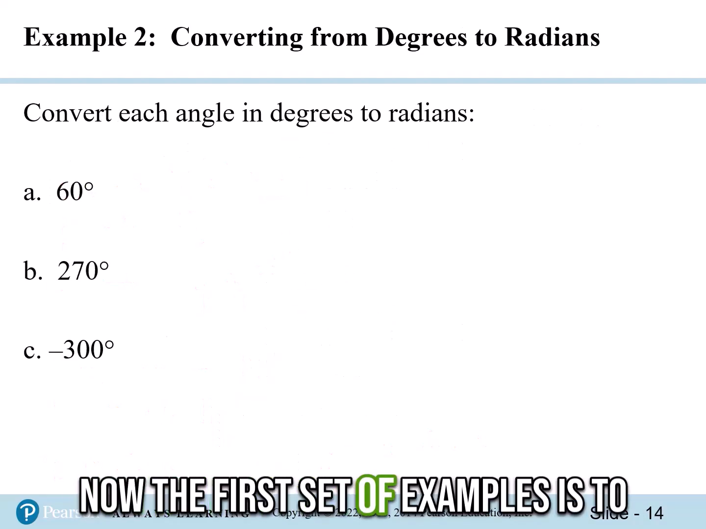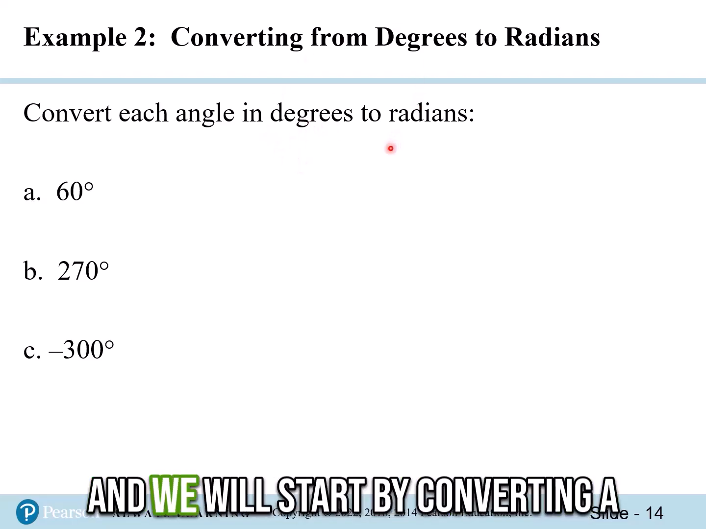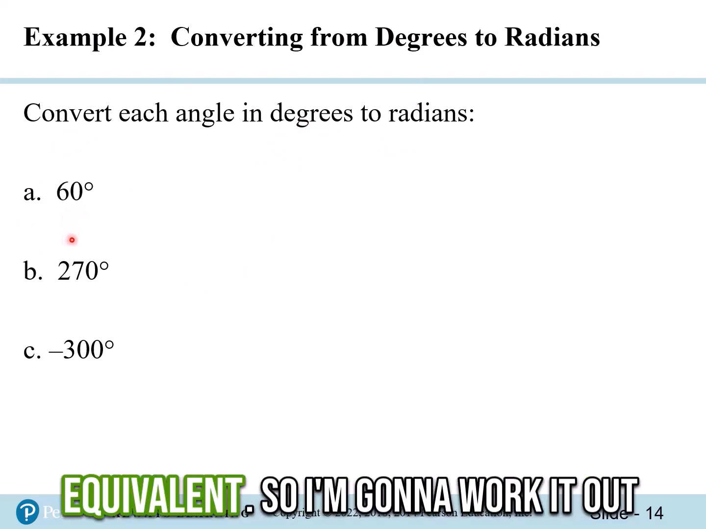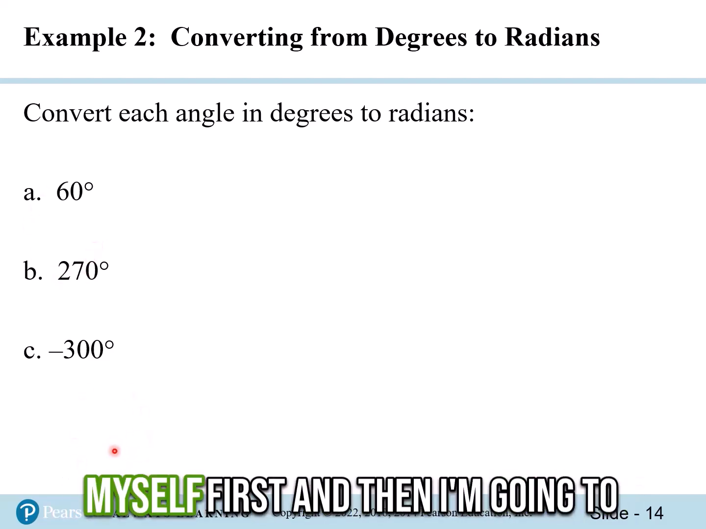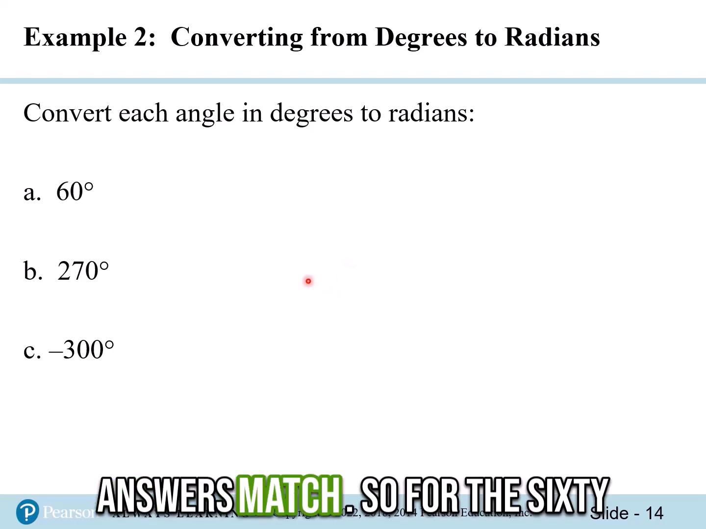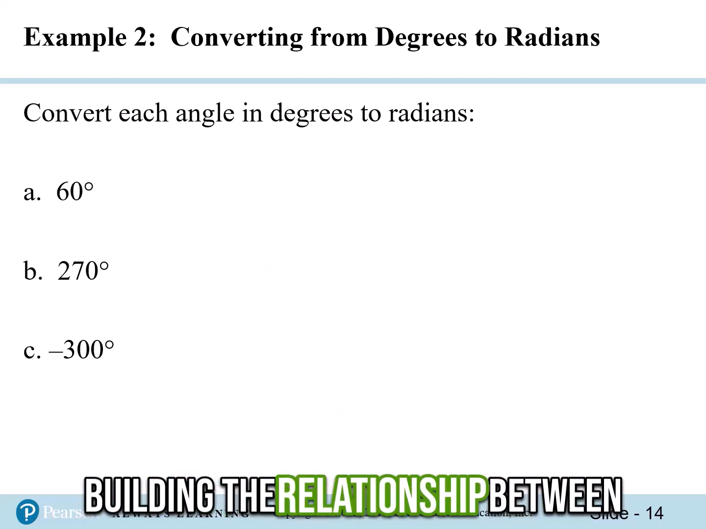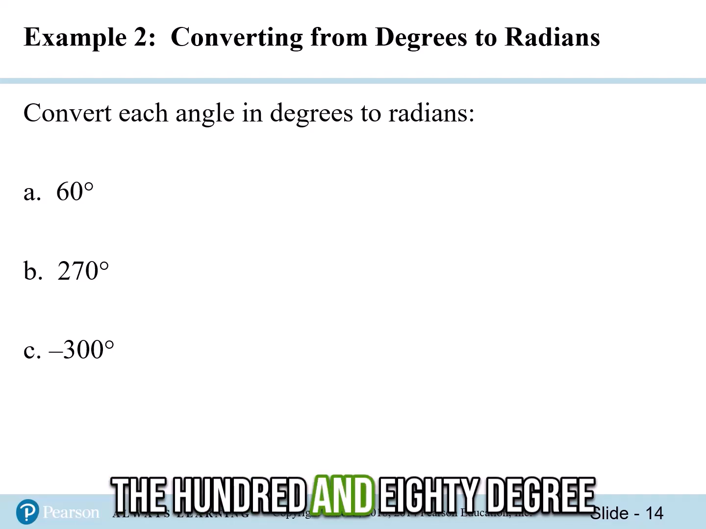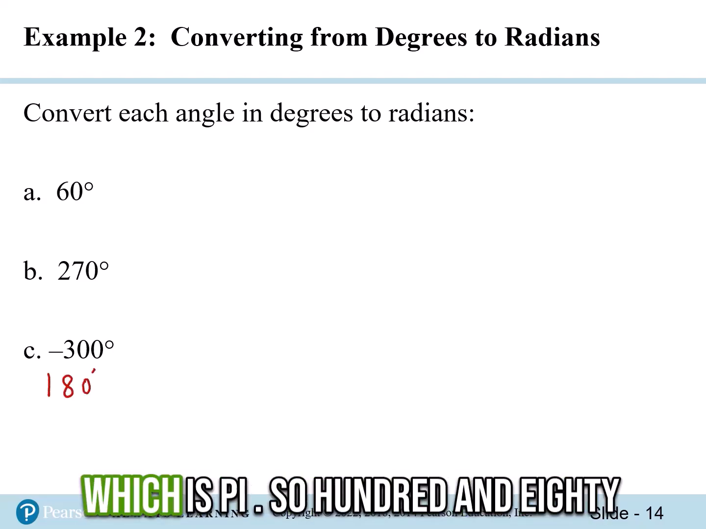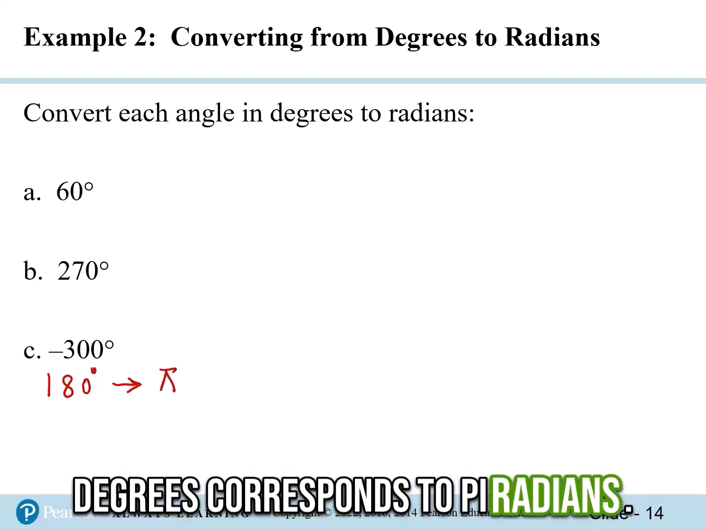Now the first set of examples is to convert from degrees to radians, and we will start by converting a 60-degree angle to its radian equivalent. So I'm going to work it out myself first, and then I'm going to pull up the solutions to see if the answers match. So for the 60-degree angle, we'll start by building the relationship between the 180-degree angle and its radian equivalent, which is pi. So 180 degrees corresponds to pi radians, right?